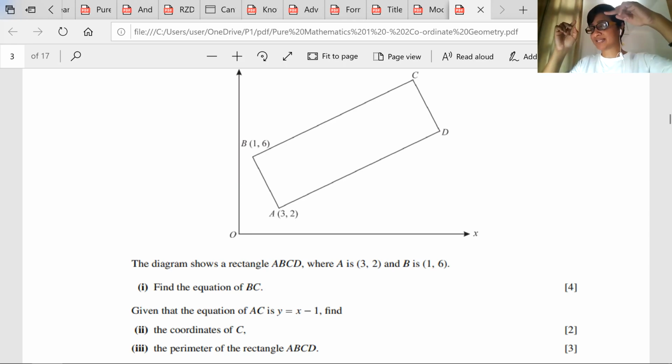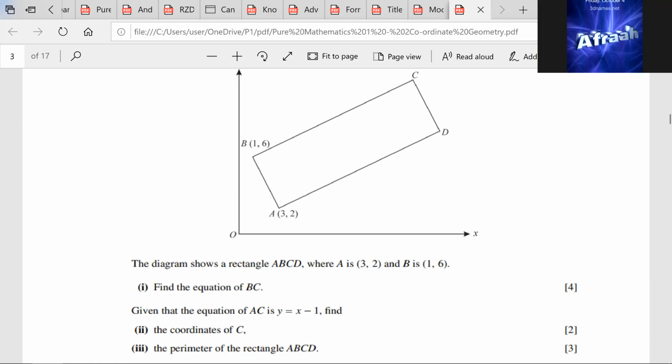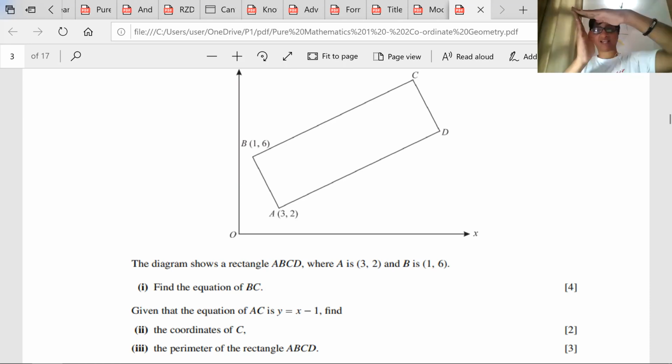What to do? Quickly tell me what to do. What is that point C? Point of intersection. Point of intersection of these two lines. Okay, find it.